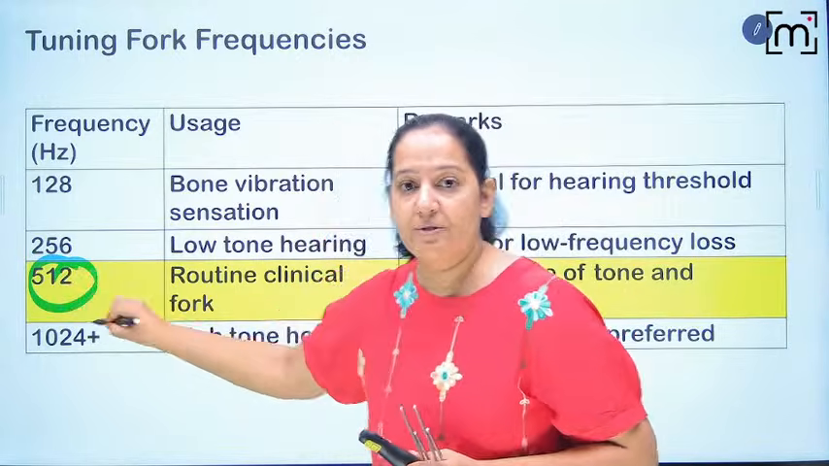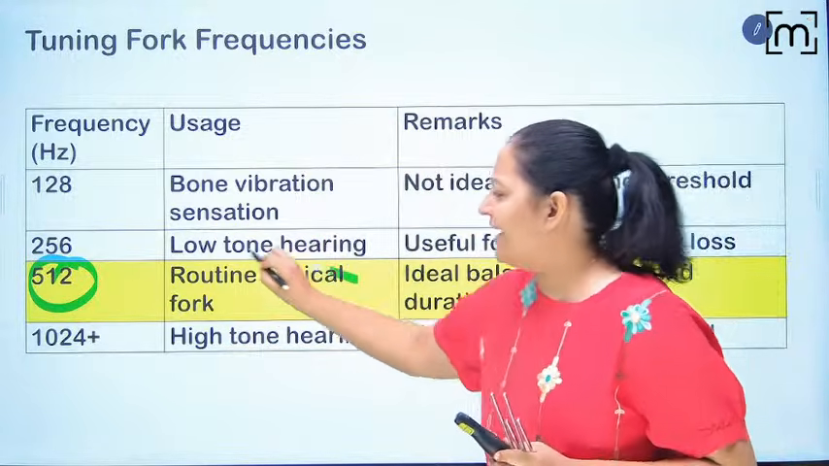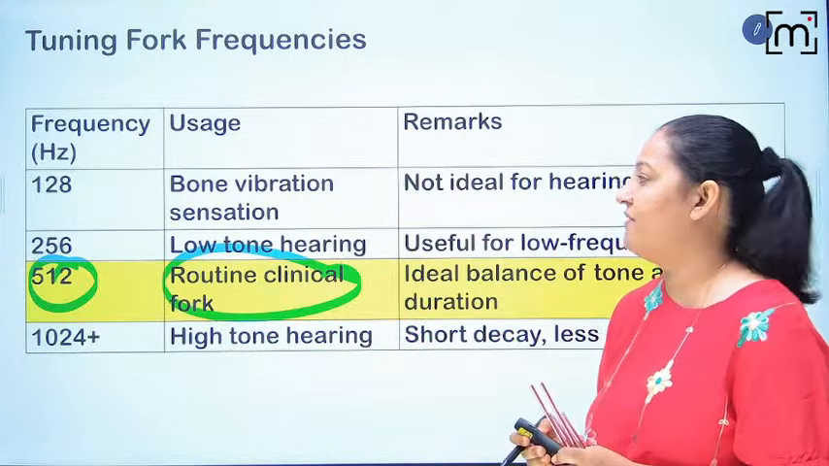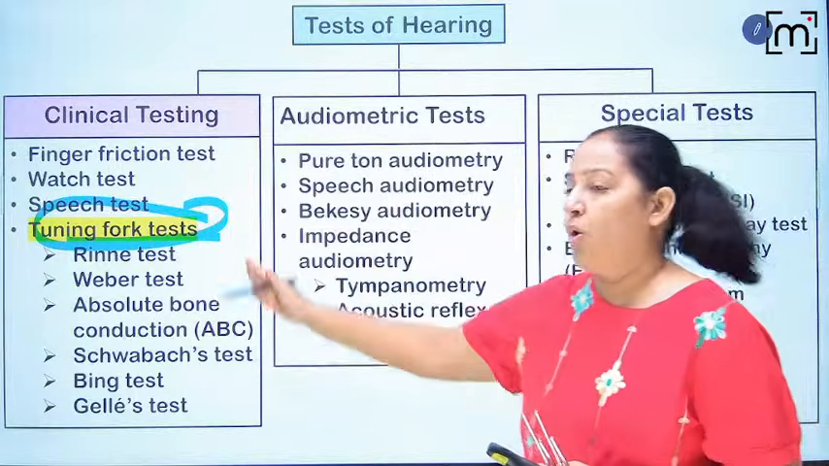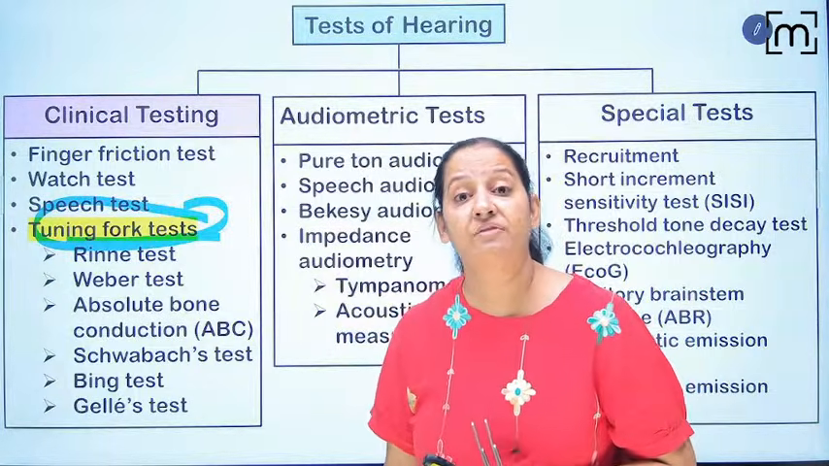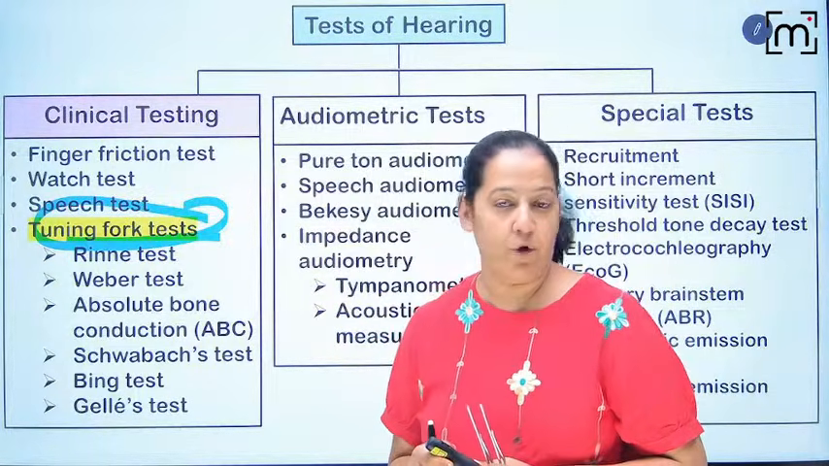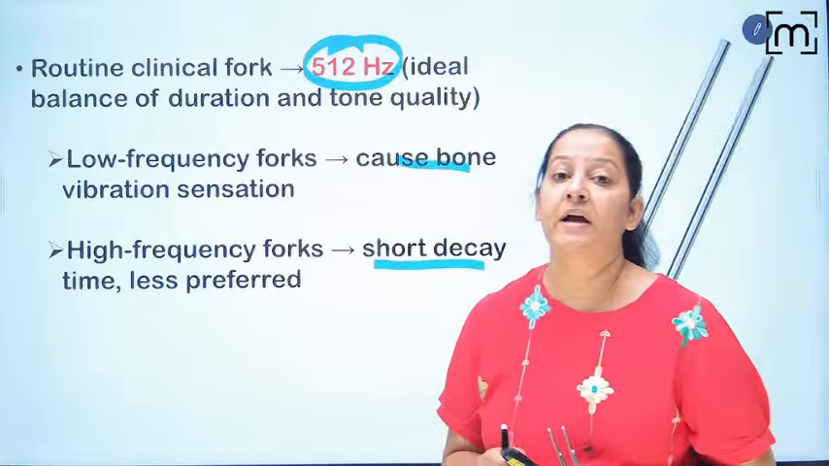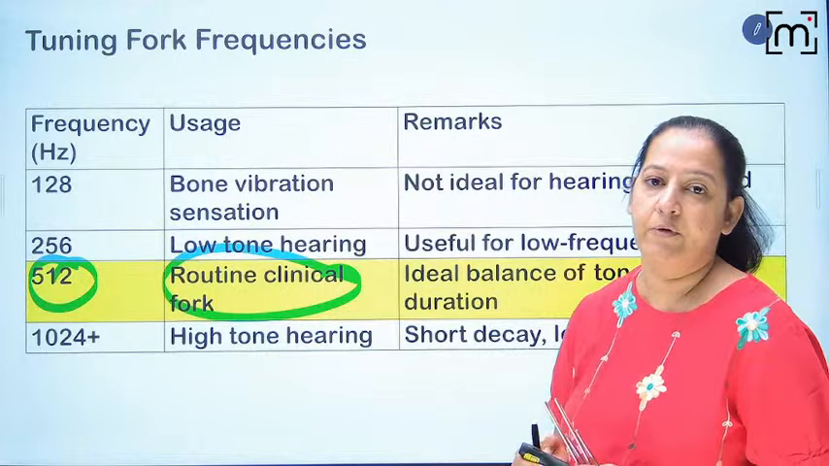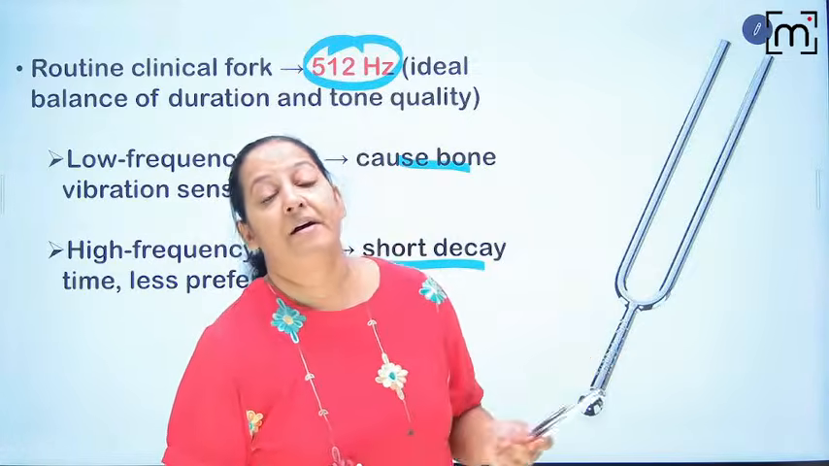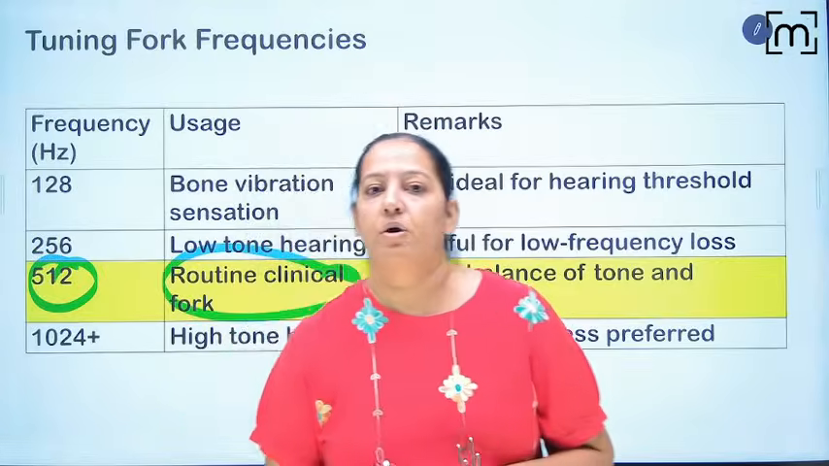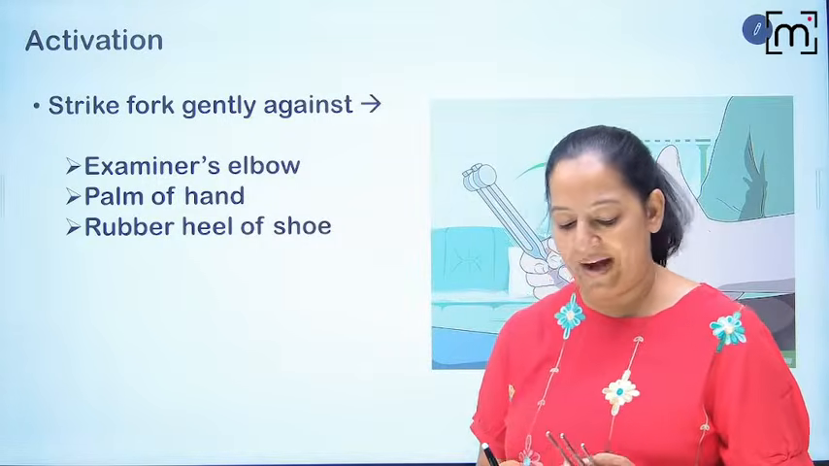So we use 512 for routine clinical tests, all the tests. I will teach you all these 6 tests now. In all these 6 tests, we will use 512 hertz. Not less than that, not more than that. You should know the reason for both of them. So we use the 512 hertz tuning fork. Okay, now how to activate a tuning fork?